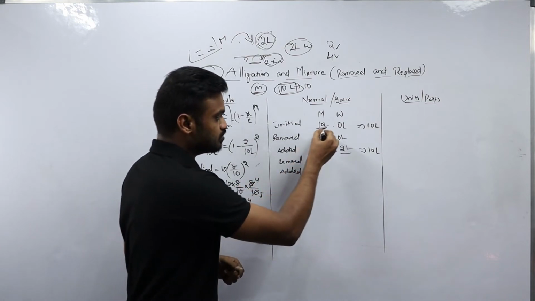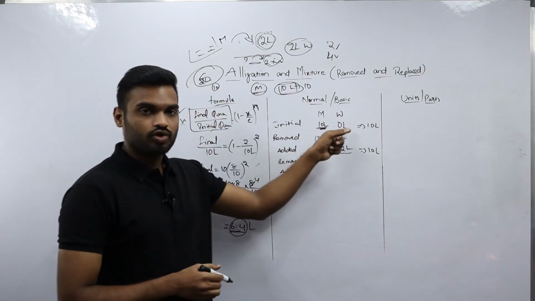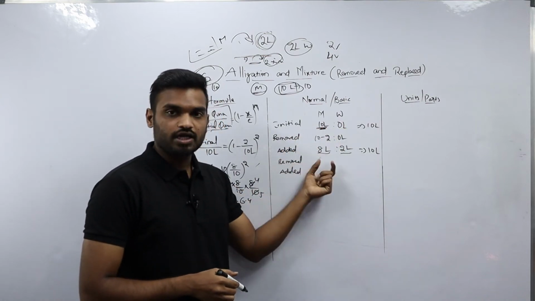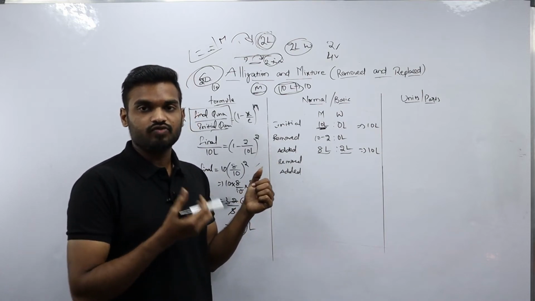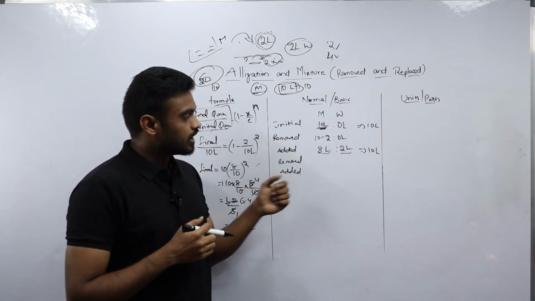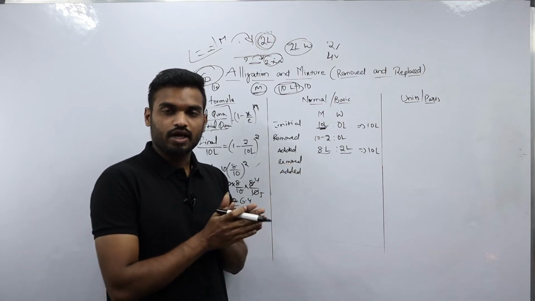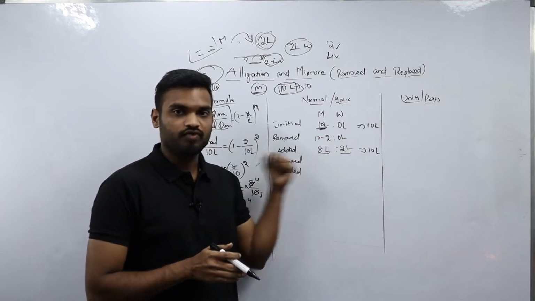Initially the 2 liters belonged to milk, because there is no water, but here there is water also in the mixture. Now we are taking out 2 liters of mixture, that is milk and water, from the total quantity. Now in that 2 liters, what is the quantity of milk and also what is the quantity of water?